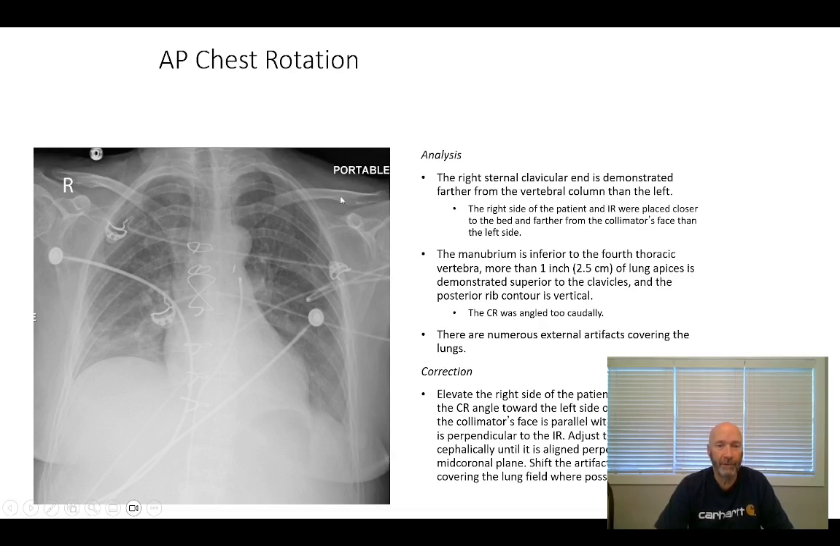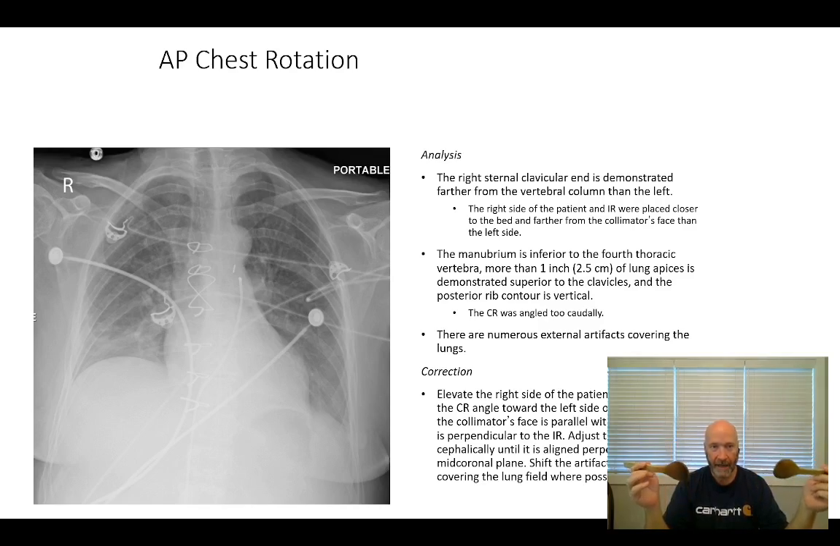So what we have here is rotation. This is an AP chest X-ray. If you look at where the spine is, and you look at the clavicles, this is the medial end of the right clavicle. The medial end of the left clavicle is kind of buried inside the thoracic cavity, behind the spine. We have rotation. Okay, so this is where my wooden spoons come in.